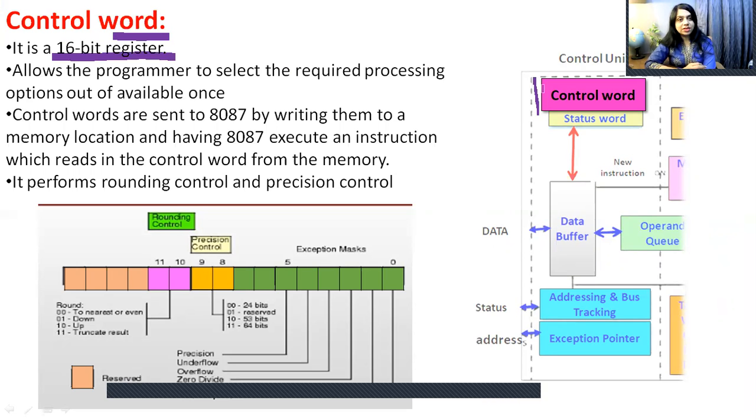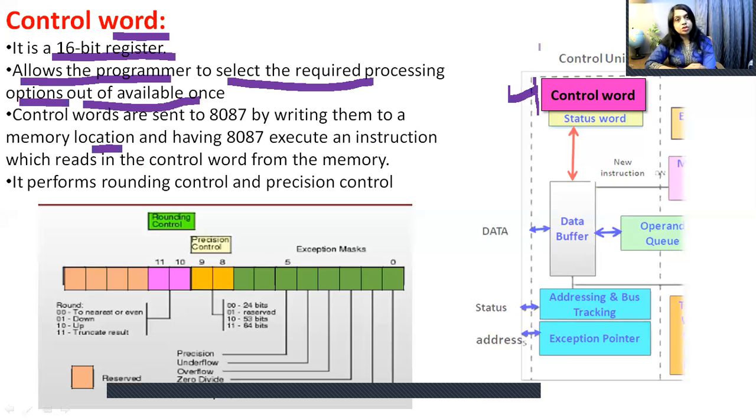What is the use of this control word register? It allows the programmer to select the required processing option out of the available ones. That means the user can use a particular control word as per his requirement. Now, how to write control words in the control word register? Control words are sent to the 8087 by writing them into a memory location and having the 8087 execute an instruction which reads in the control word from memory.